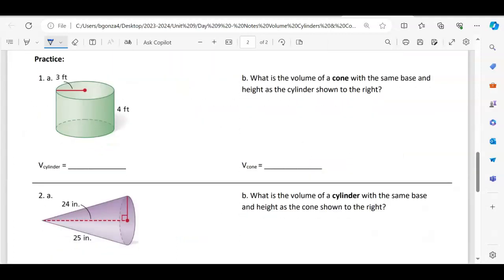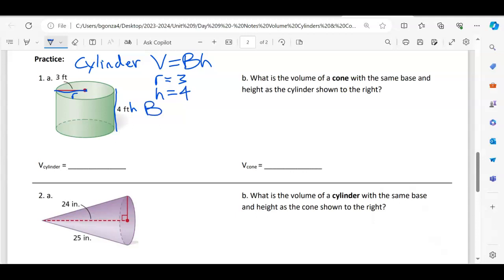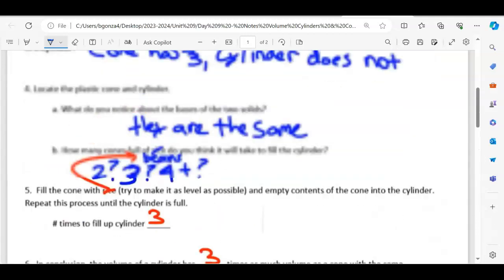Number 1 on the back. We just said it's a cylinder. And so from the front, we know that the volume of the cylinder is going to be V equals capital B H. Okay? Now, before we can find B, we need to know r. So what's the radius of the base from the center to the edge? 3. What's the height of the whole cylinder? 4.